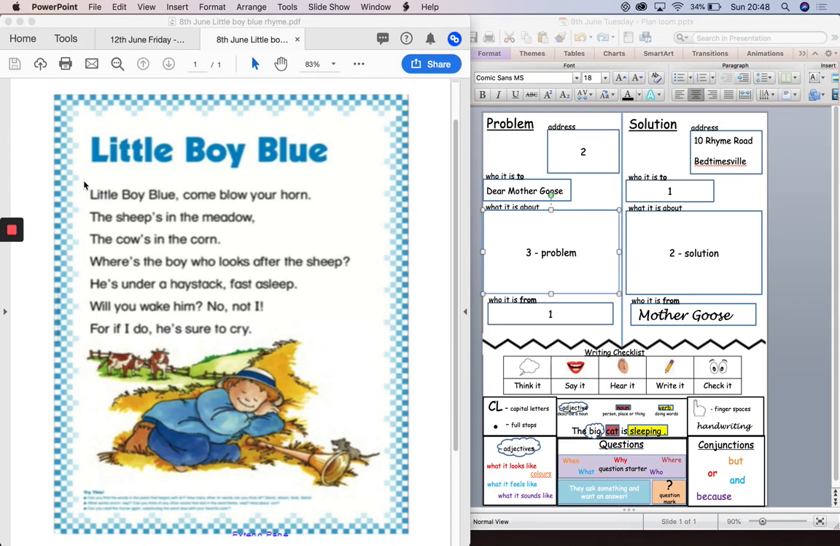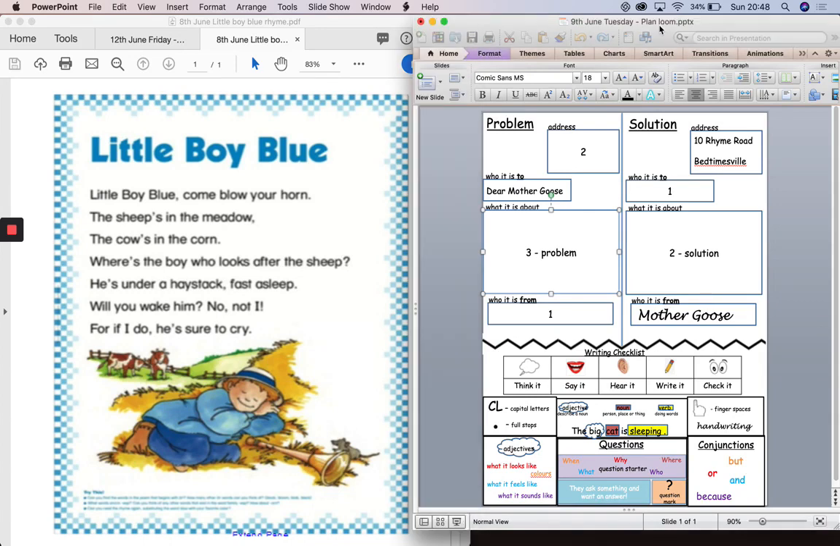So Tuesday, you will use your chosen nursery rhyme and start to plan your letters. As you can see, we're going to start with the problem on this side here. Now the first thing I'm going to do is think about who the letter is from. Is it going to be from Little Boy Blue? It's not. He's fast asleep. Who might it be from?